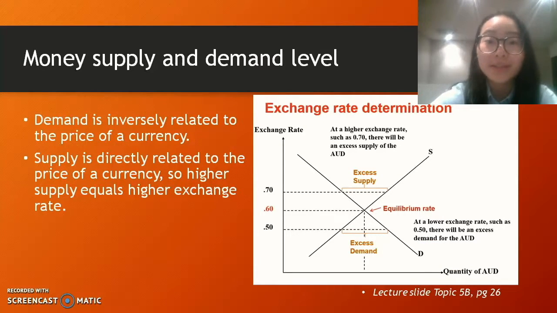The first point to consider is that the level of demand is inversely related to the value of currency compared to another currency. So naturally, when the level of demand is higher for the currency, the value of the currency relative to another with lower demand drops. Secondly, the level of supply is directly related to the price of currency. And so when there is higher supply, the exchange rate of the currency with higher supply drops against the currency with a lower supply.